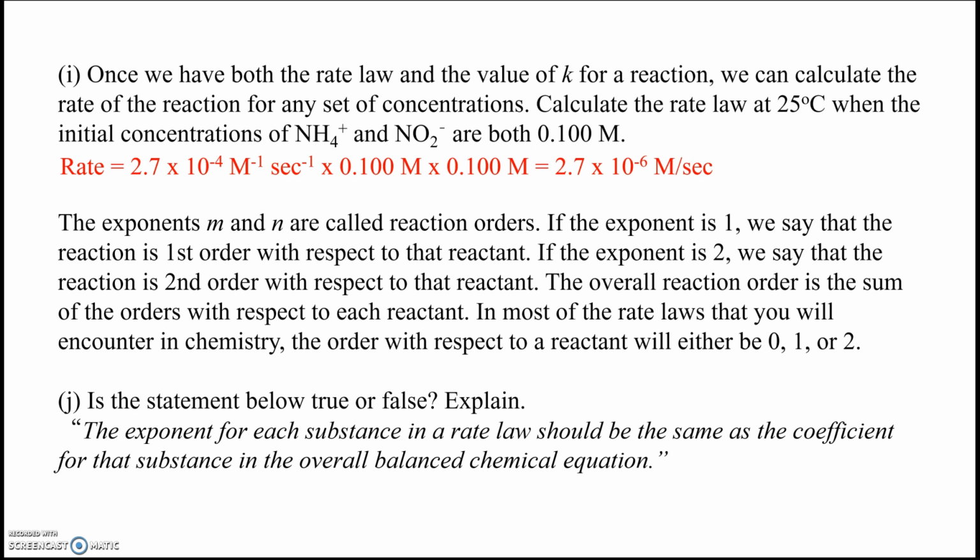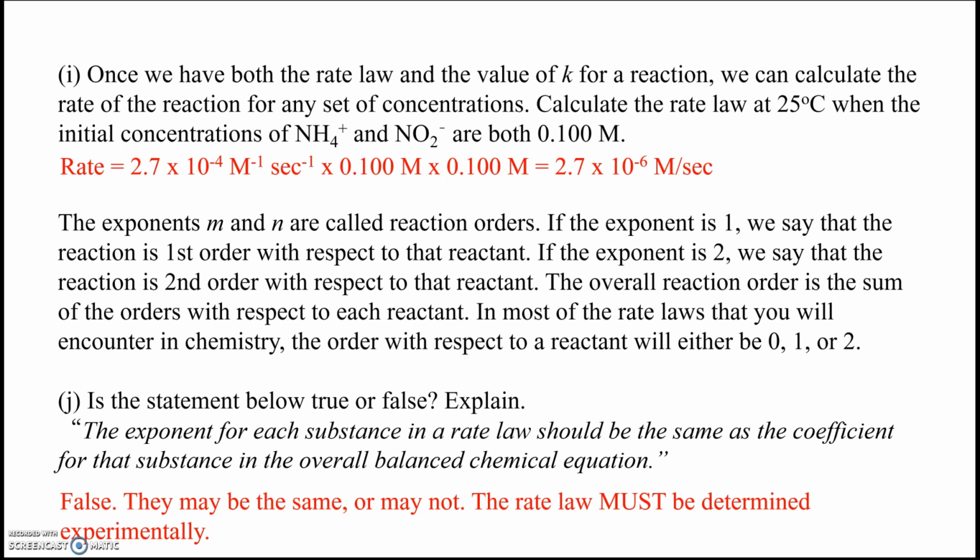Statement J says the exponent for each substance in a rate law should be the same as the coefficient for that substance in the overall balanced chemical equation. Well, the answer to that is false. It might be the same and they might not. They will be for an equilibrium expression to tell us the extent of the reaction. But we're not talking about that. We're talking about the rate. And the only way to do this is to actually evaluate experimental data.